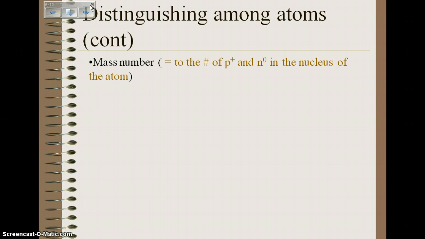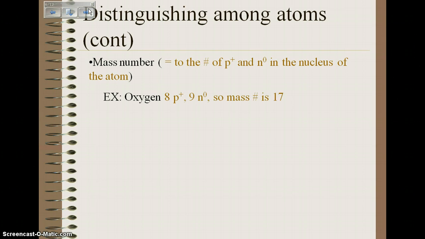Another way to distinguish amongst atoms is by their mass number. The mass number is equal to the number of protons and neutrons in the nucleus of the atom. Remember, protons have a mass of 1 and neutrons have a mass of 1. We do not have to worry about adding the mass of an electron because, as stated earlier, they basically have no mass that we count.